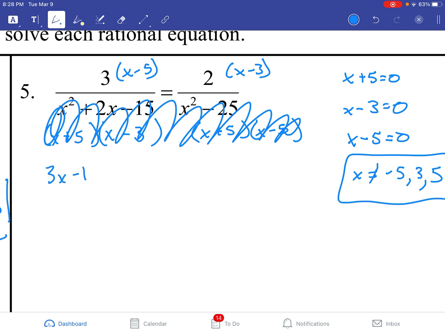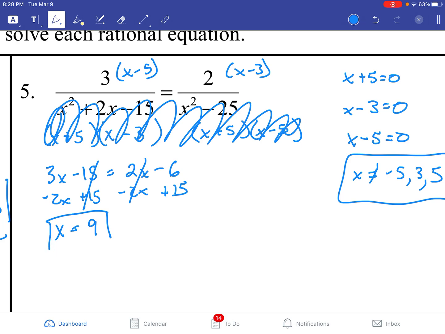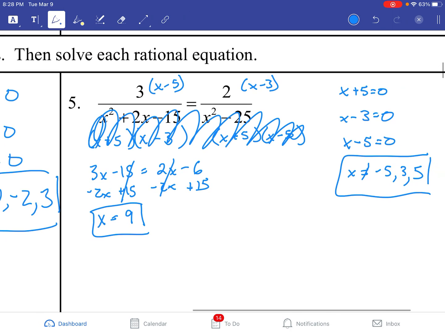Okay, and we just multiply out. We have 3x minus 15 equals 2x minus 6. If we solve this, we subtract 2x from both sides and add 15 to both sides. That gives me x equals positive 9. Now that is neither negative 5, positive 3, nor positive 5, which are our domain restrictions, so it's okay as an answer.